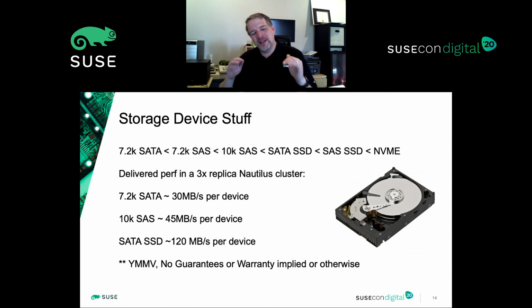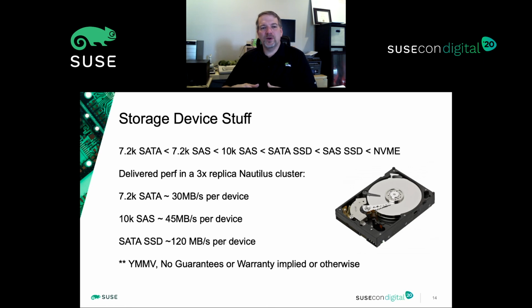Now, the next thing I want to give you are just some rules of thumb that I use when I'm looking at storage devices. A few of them that are more common. No guarantees on these, no warranty, no promises at all. Your mileage may vary, but this is my observations. When I'm looking at a 7.2K SATA device, I get around 30 megabytes a second. A 10K SAS device, cluster built of those, will deliver around 45, maybe 50 megabytes a second per device. A SATA SSD, about 120 megabytes a second per device.